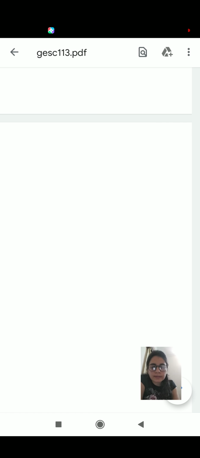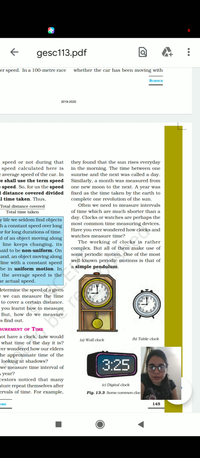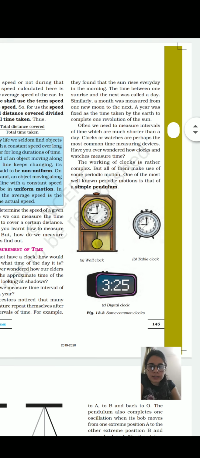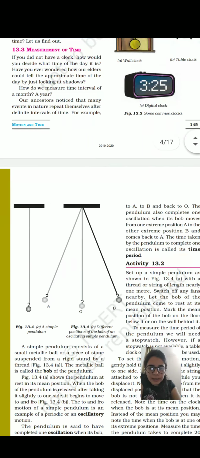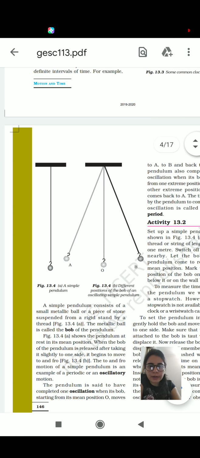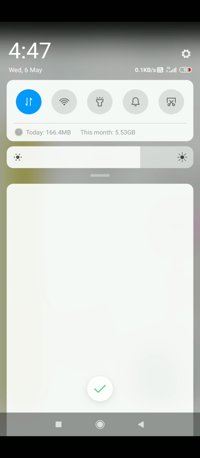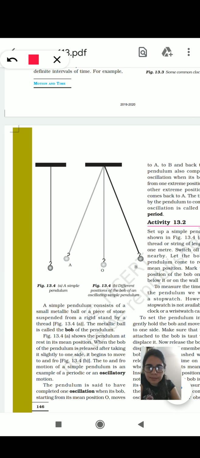So students, we were discussing periodic motion, that is the simple pendulum. Now we will describe the simple pendulum. Here, as you can see, it consists of a thread-like wire or structure. Then it has a bob at its end, a ball-like structure which we call a bob. A simple pendulum consists of a small metallic ball or a piece of stone.